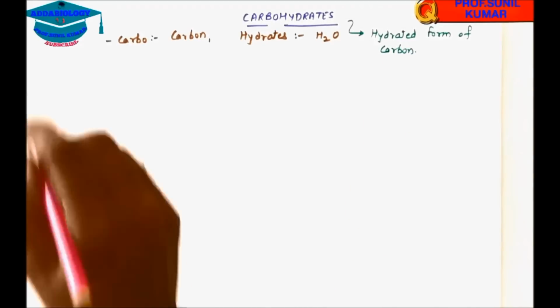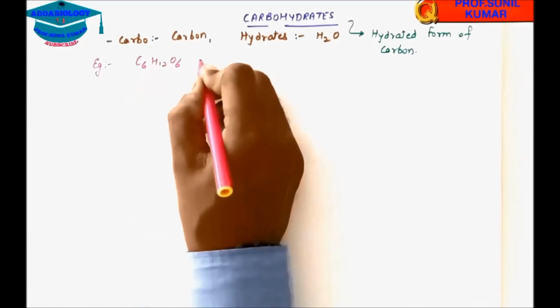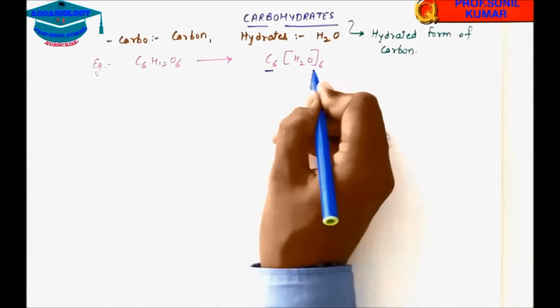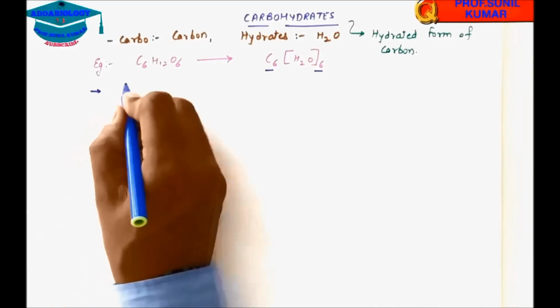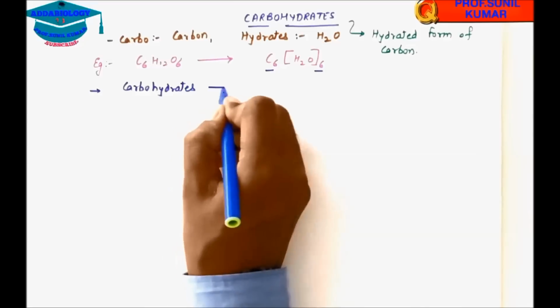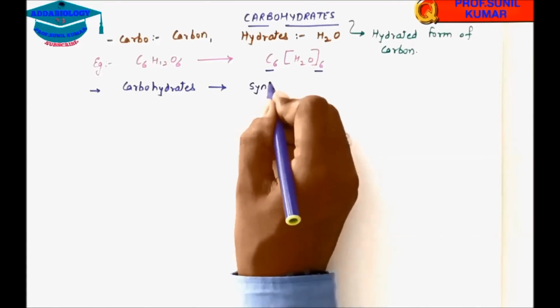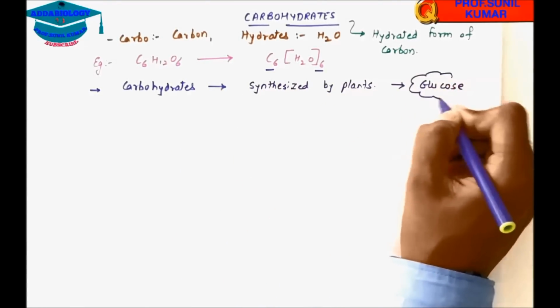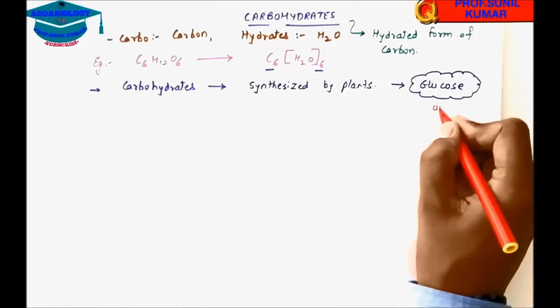For example, C6H12O6 is glucose. When we look at it, it is 6 water molecules and 6 carbons together. Carbohydrates are synthesized by plants in the simplest unit, that is glucose. So we need to understand the unit of carbohydrate is glucose.